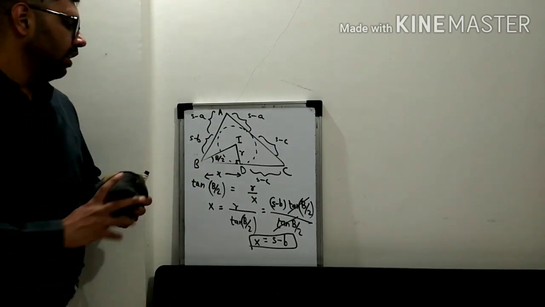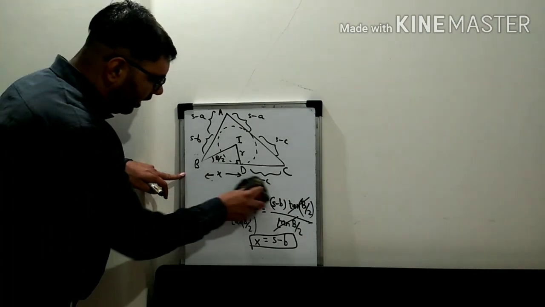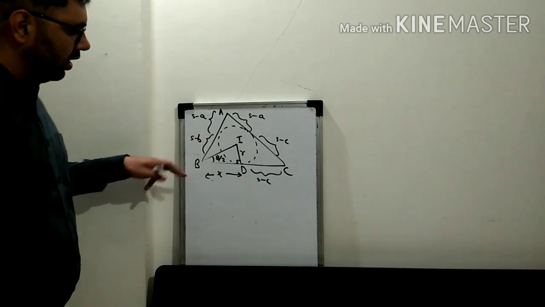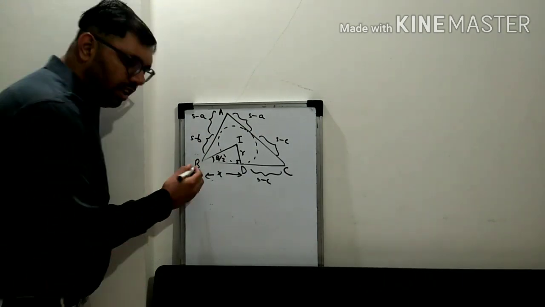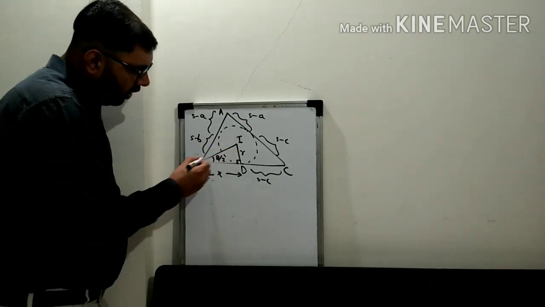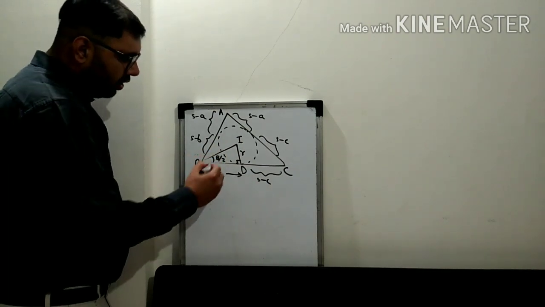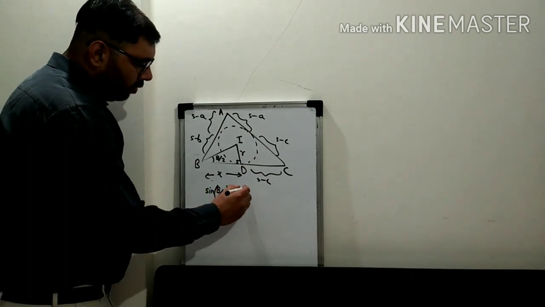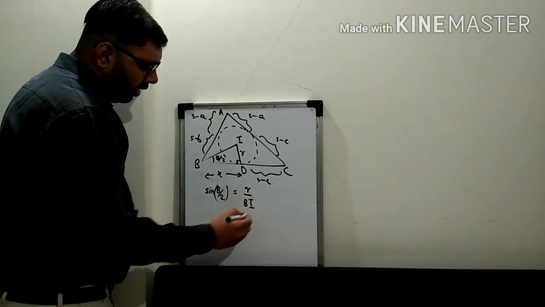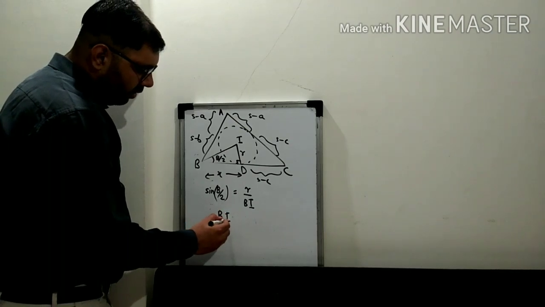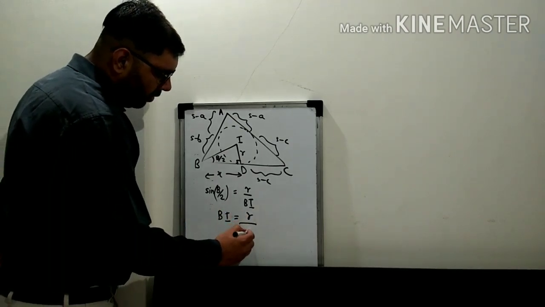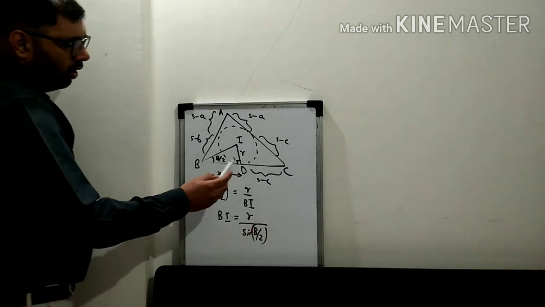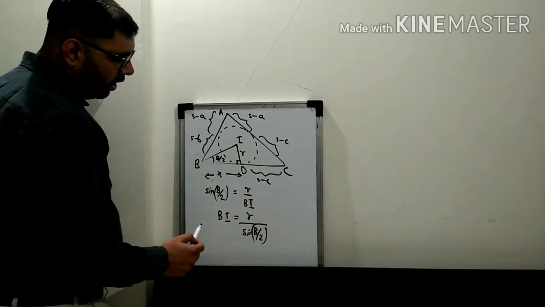Okay, and for the same triangle, suppose I am interested in finding the distance of the incenter from one vertex. Suppose we take the example of B only. Suppose I want to find this distance BI. For that I have to use sine. So sine of B by 2 will be equal to r upon BI. So in that case BI will become r upon sine of B by 2.